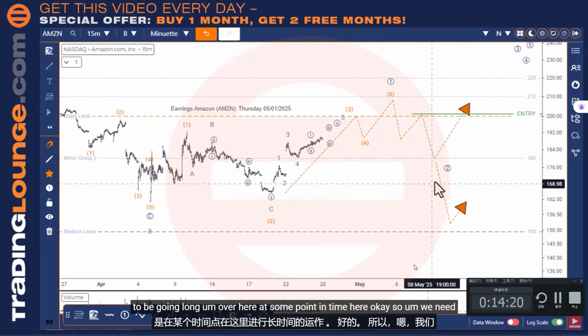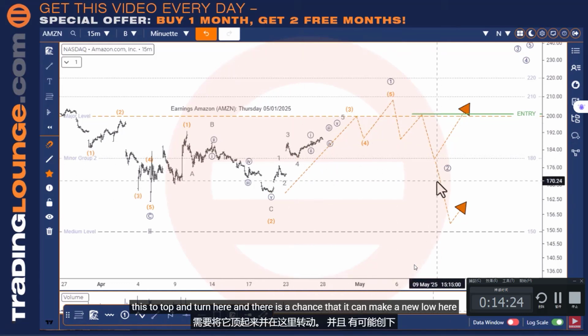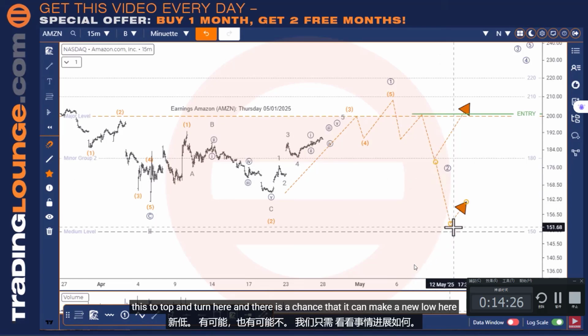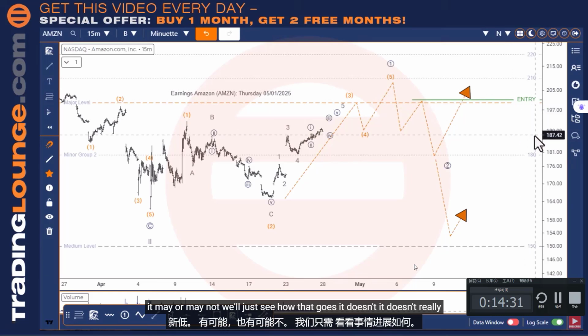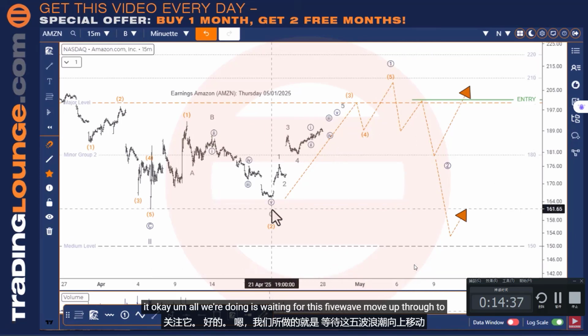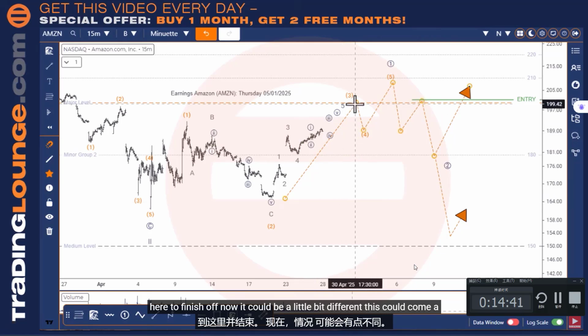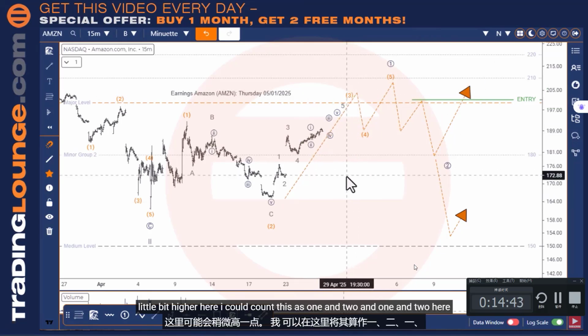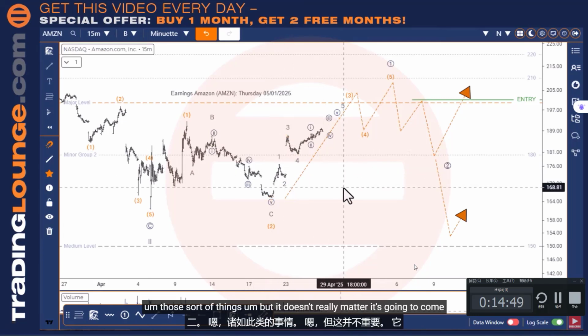Okay, so we need this to top and turn here, and there is a chance that it can make a new low here. It may or may not. We'll just see how that goes. It doesn't really matter what happens, because if it's going to be bullish, we're going to be on it. All we're doing is waiting for this 5-wave move up through to here to finish off. Now, it could be a little bit different. This could come a little bit higher here. I could count this as 1 and 2 and 1 and 2 here, those sort of things. But it doesn't really matter.